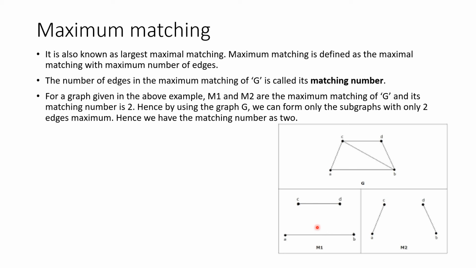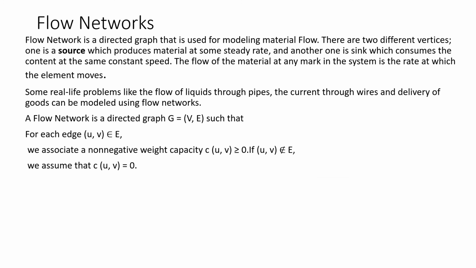Because see, how many edges does it have here? One is from C to D or from A to B. The other one would be from A to C or from D to B. Only these two could be the maximum matching of this graph.